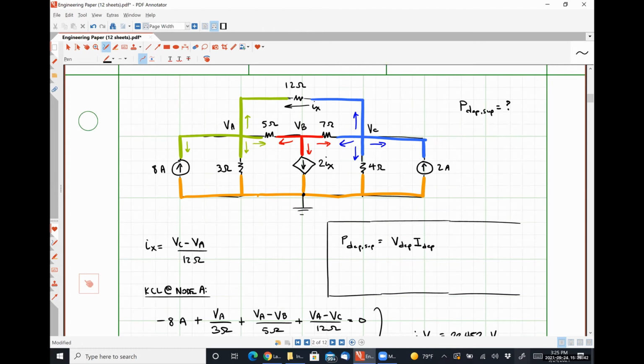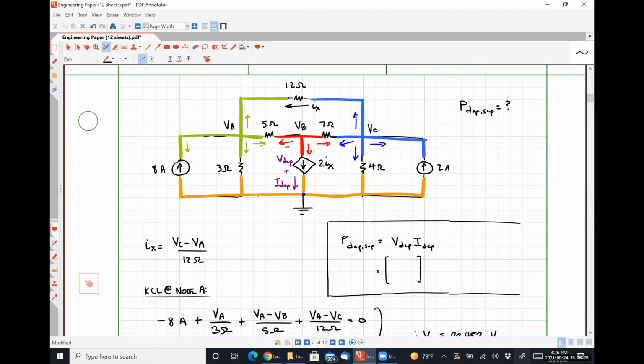So I'm going to call this current I dependent, which means this is my voltage V dependent, so that my current I dependent is flowing into my voltage V dependent. So how can I express that voltage V dependent in terms of my nodal voltages? Negative VB. Is everybody okay with that? If not, I'm happy to explain it, okay? Because it probably bears repeating.